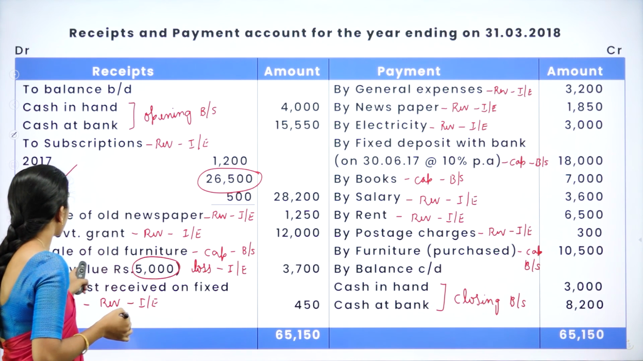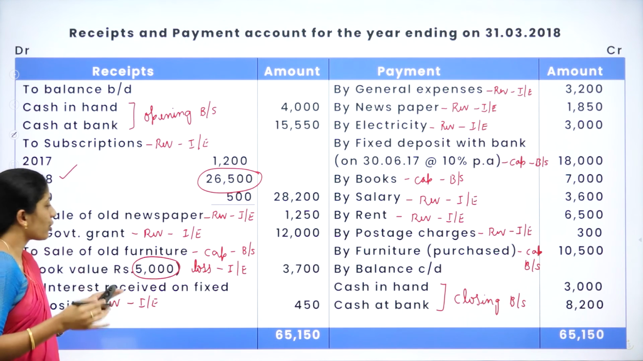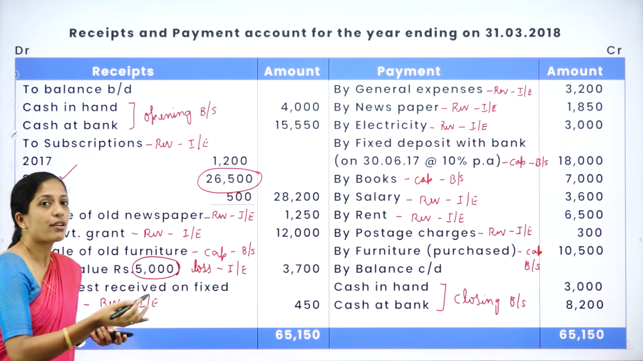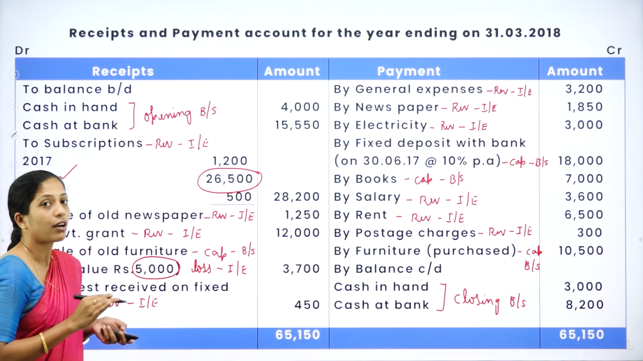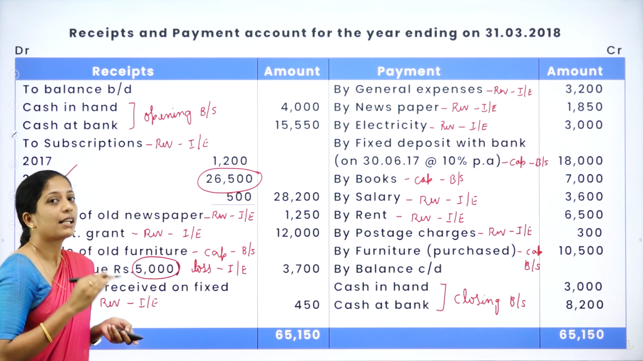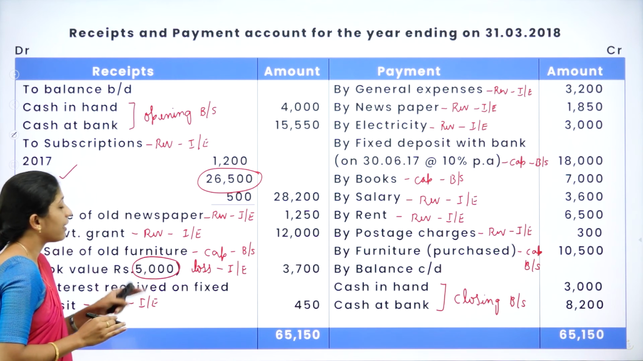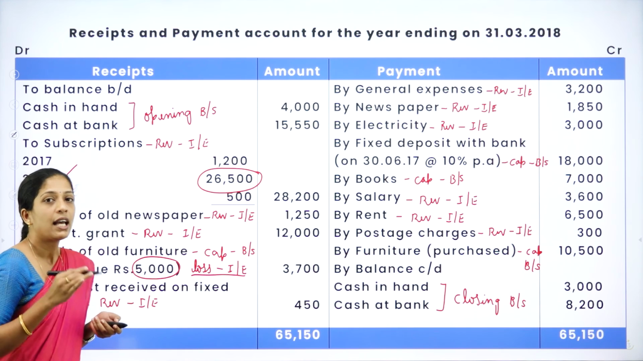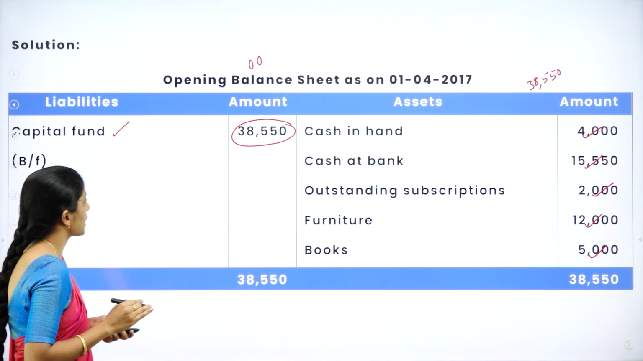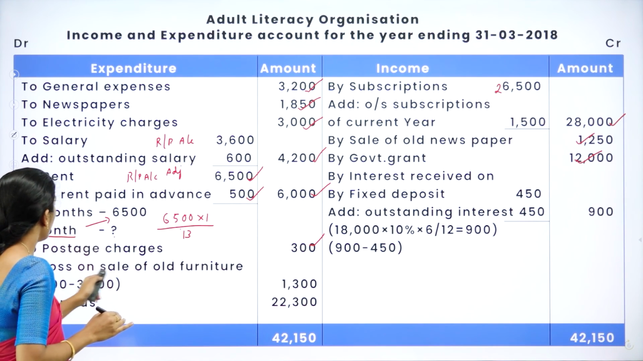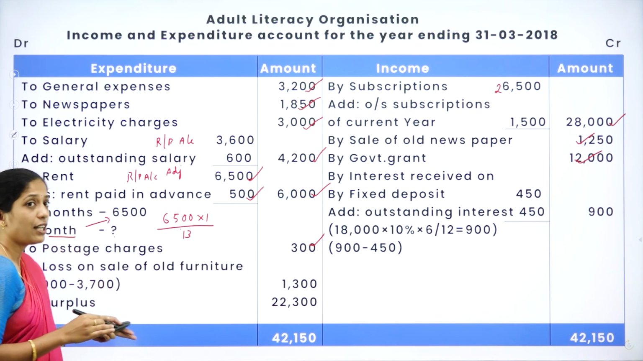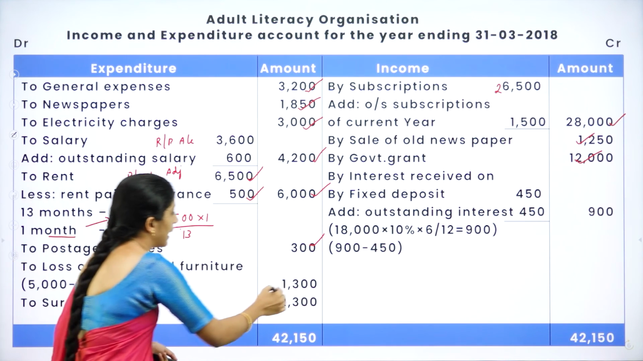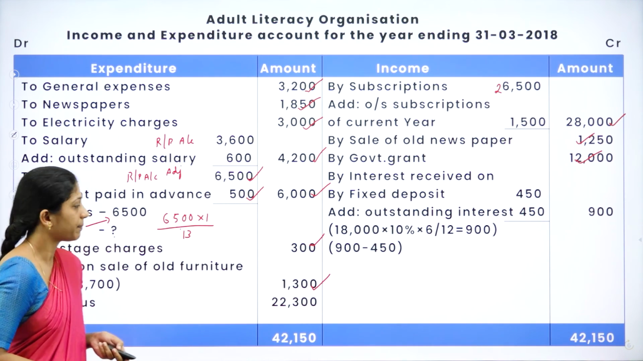Next is sale of old furniture. So sale of old furniture, as I told, it's a capital item, but loss on sale of furniture we are going to record where? Under expenditure side of income and expenditure account. So as I told, it has to be recorded in the expenditure side of income and expenditure account. So to loss on old furniture, the book value of furniture is 5,000 minus 700, you will get 1,300.